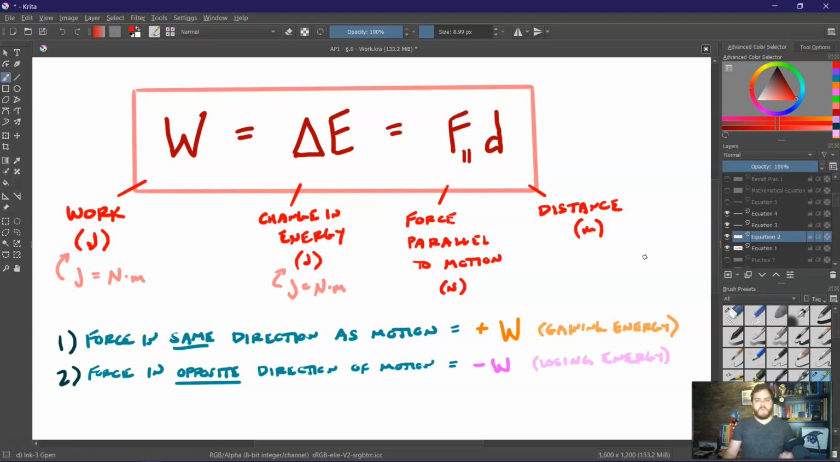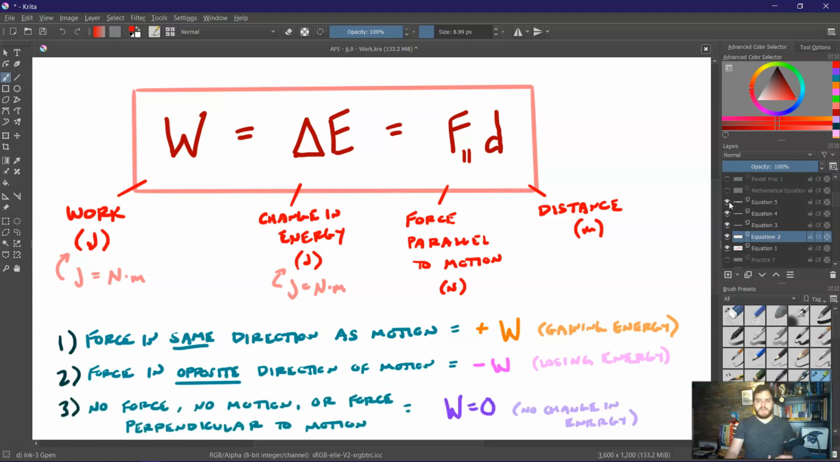And lastly, what if work is just zero? One, if there's no force on the object, or really, I should say, no net force, depending on how we're looking at this. Two, there's no motion, so there's no distance that the object is going through. Or three, the force is perpendicular to the motion, so the force and the motion are at right angles to each other. That's going to result in a work of zero, or no change in energy.